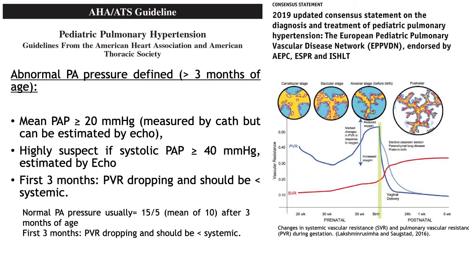And so in the first 3 months, we often will look at the pulmonary pressure and we'll compare it to the systemic pressure. And most experts will tell you, at least I think most people will agree, that it should be less than systemic. And as you go along this pathway of the first few weeks of life, the pressure should definitely drop well below systemic. And usually by 3 months of age, you should reach values around 15 of systolic, 5 of diastolic, a mean of around 10.